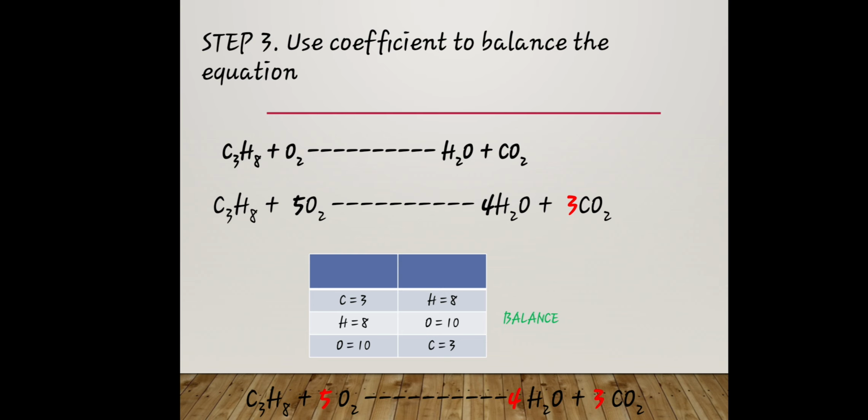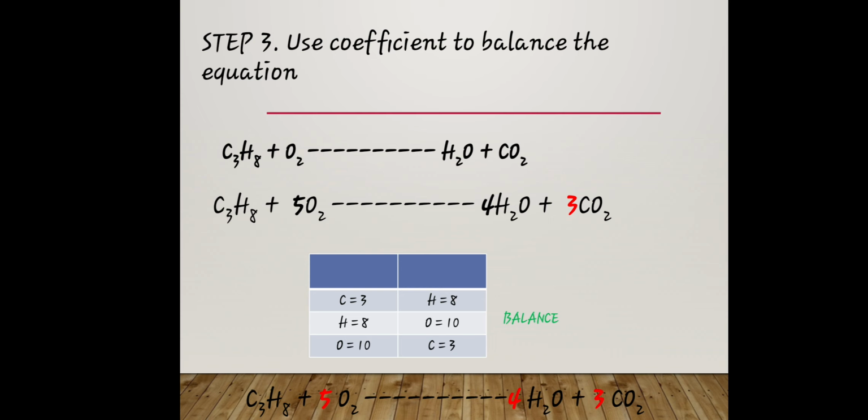But literally, it is balanced in multiplying it to the subscript. So what is the balanced equation? We have C3H8 plus 5O2, which is the reactant. And the product, we have 4H2O and 3CO2. Okay, so that is the equation that is balanced.